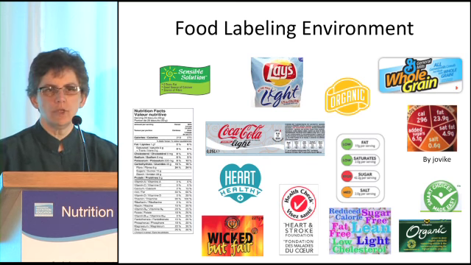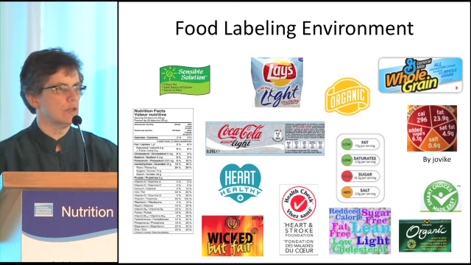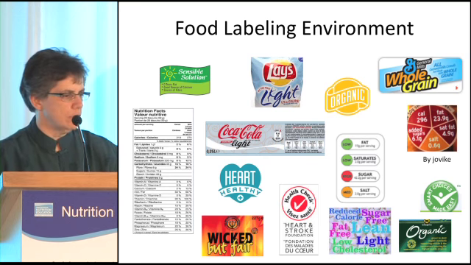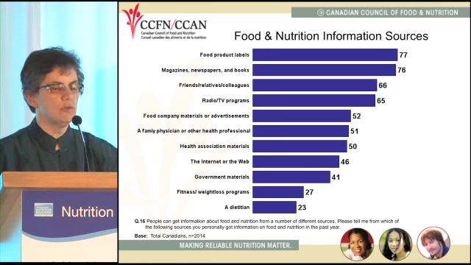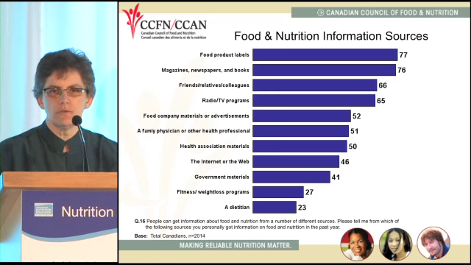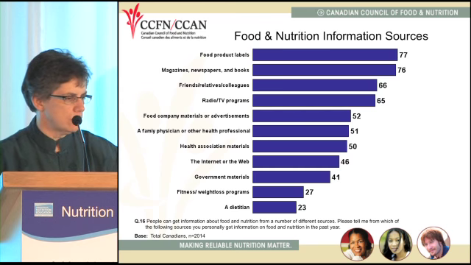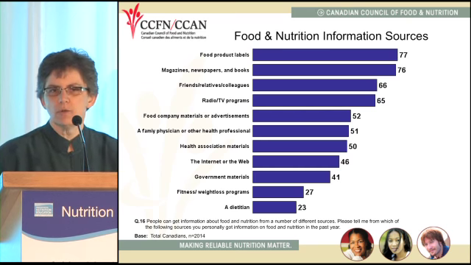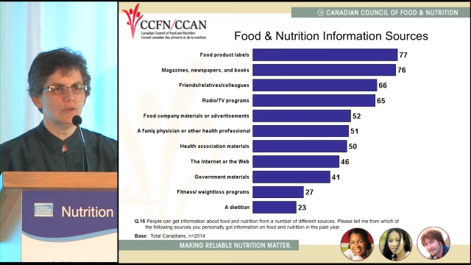So, the example, food labeling environment, this is a very complex environment. It's no surprise that people make lots of mistakes and don't necessarily successfully navigate the food labeling environment. And this is just illustrative to remind me to talk to you about it. We know that people use a whole variety of sources of information. This was from the CCFN's nutrition survey. But it shows that, in fact, the things that people rely on are product labels, magazines and newspapers. And interestingly enough, there's kind of a disconnect in this diagram between the trusted sources and the less trusted sources.